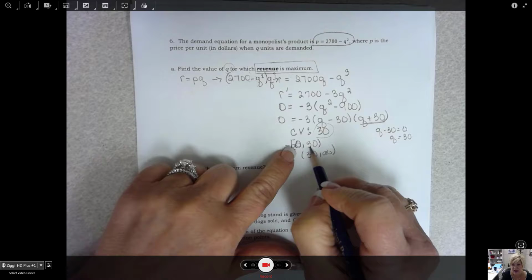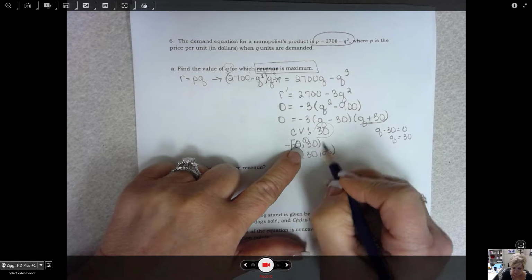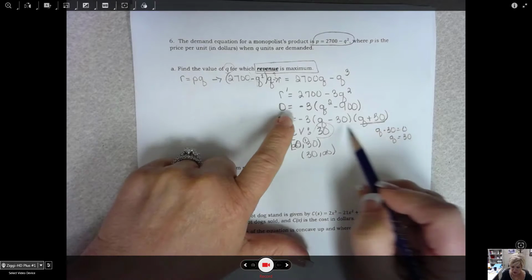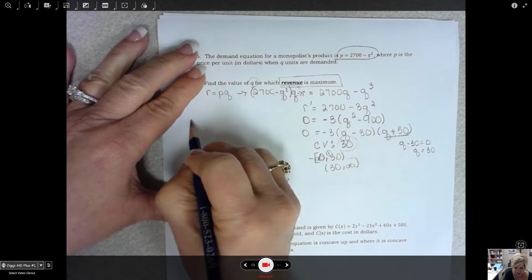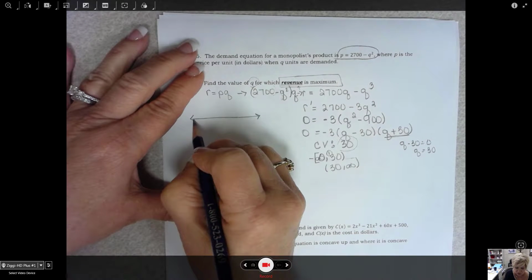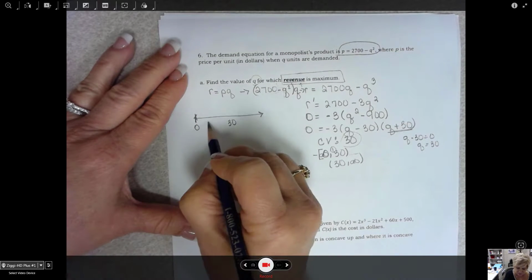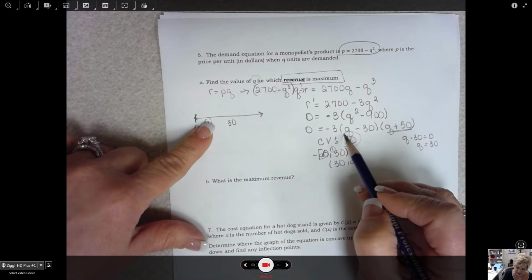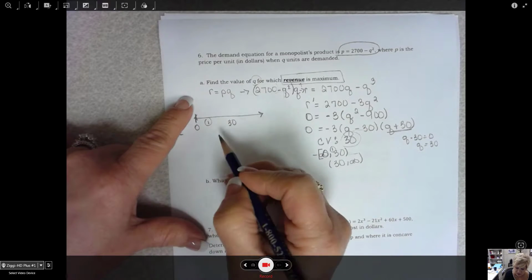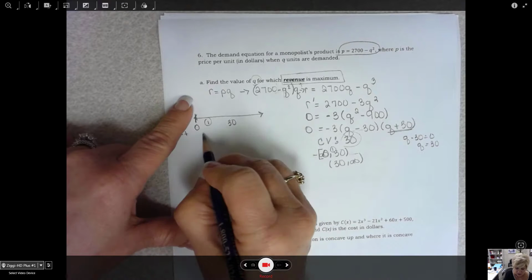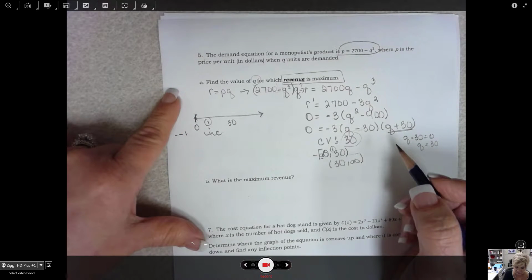If we have a test value here, we could use 1, which would make it really easy. What is our first derivative in this interval? So if you want your visual from 0 to 30, let's check this interval. We have a negative factor, 1 minus 30 is negative, 1 plus 30 is positive. So we're actually increasing from 0 to 30.